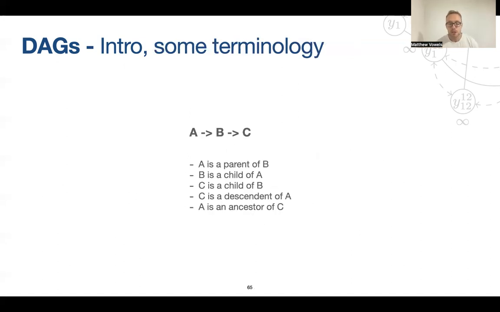In terms of some terminology you might encounter in this structure here, we can say that A is a parent of B, B is a child of A, C is a child of B, and C is a descendant of A, and A is an ancestor of C. So you might encounter that kind of terminology, and that's really what it means. It's all very intuitive.